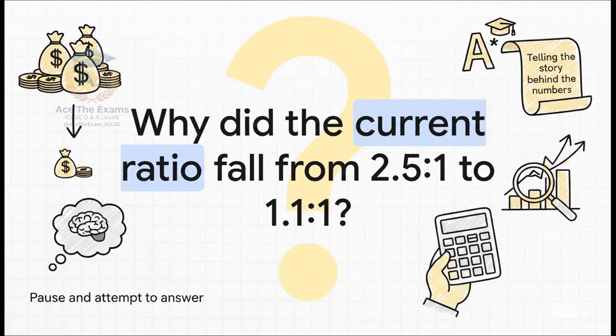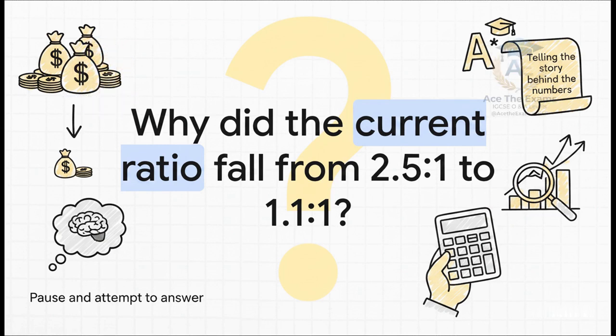Okay, let's make this part interactive. I want you to literally pause this explainer for a moment, grab a pen, and try to answer this. Evaluate why a business's current ratio might fall from 2.5 to 1 down to 1.1 to 1. Go ahead, pause it, and try it. All right, hopefully you gave that a shot.